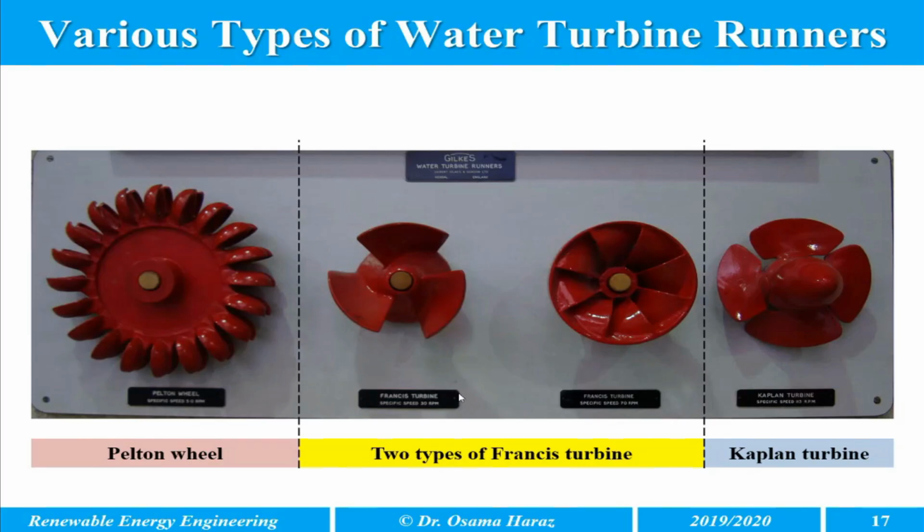If we look into the various types of water turbine runners, we'll see different types, like the Pelton wheel. This is called the Pelton wheel. These are two types of Francis turbine, one for low speed and one for higher speed. And the third type of turbine is called the Kaplan turbine. This is how a Kaplan looks.